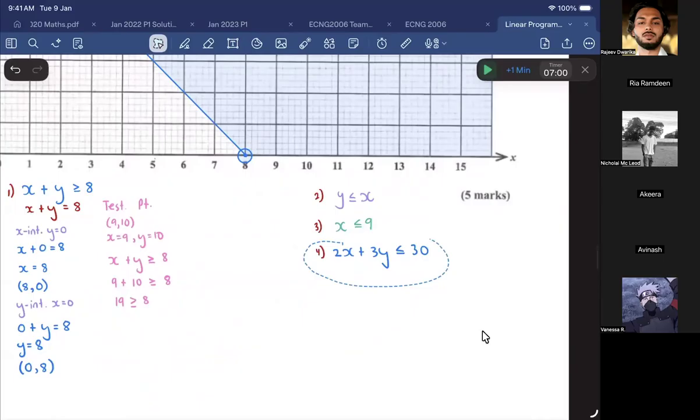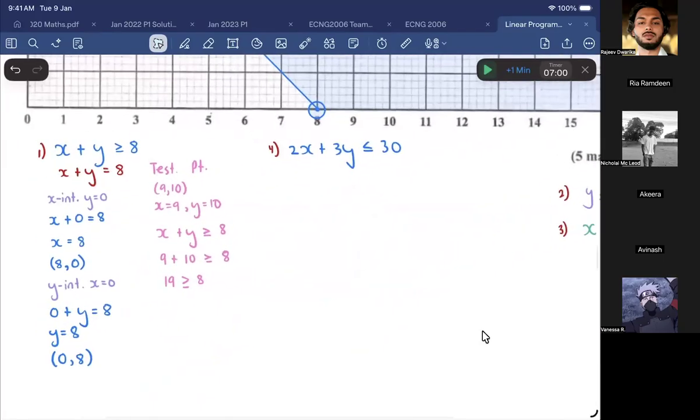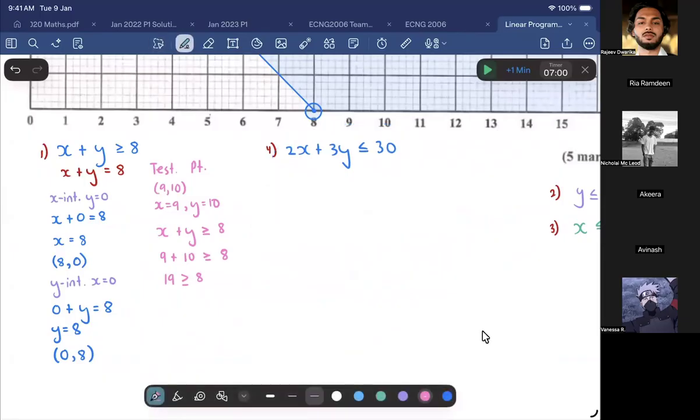Akira, let's apply the same concept to sketch the inequality for 2x plus 3y is less than or equal to 30. We already know that this is going to be a what? A line. That'll be a line. Right. So the first thing we're going to do is consider it as if it was an equation. So forget about the inequality sign. We are going to write 2x plus 3y is equal to 30.